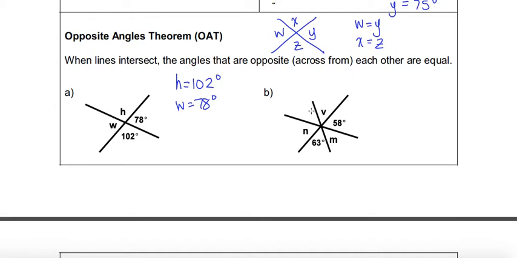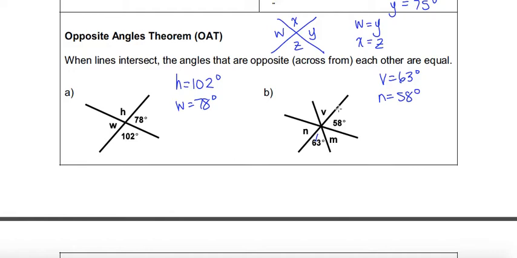When I'm looking at example B, same thing. I want to look at the angles that are directly across from each other. So V is equal to 63 degrees because those two are directly across from each other. N is equal to 58 degrees. And now, how do I find M?